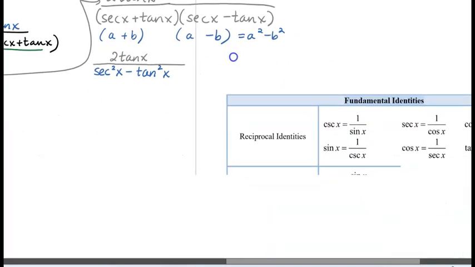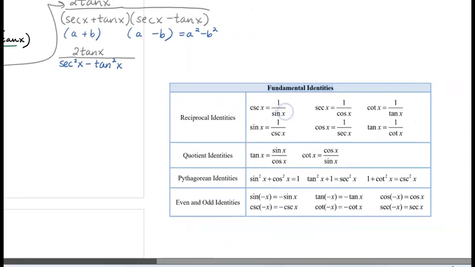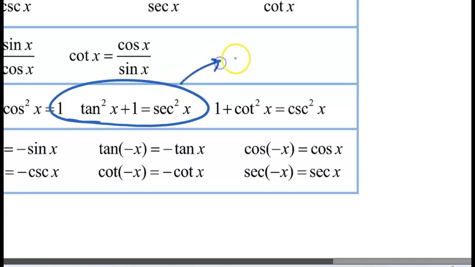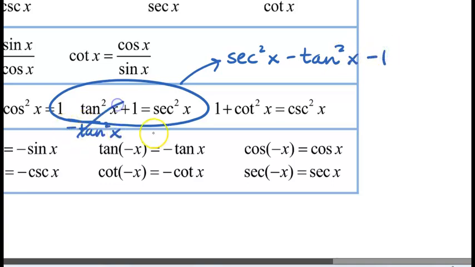We see squared trig functions. I'm thinking of a Pythagorean identity, especially since I know I want the denominator to equal 1. And when I look at this identity here, if tangent squared plus 1 is equal to secant squared, then secant squared minus tan squared is equal to 1.